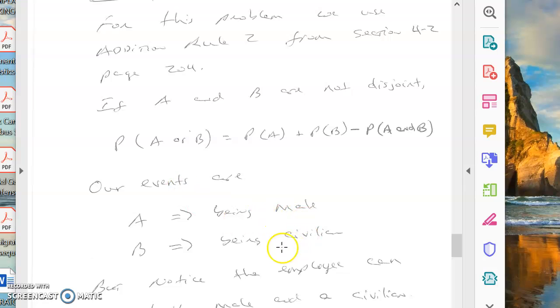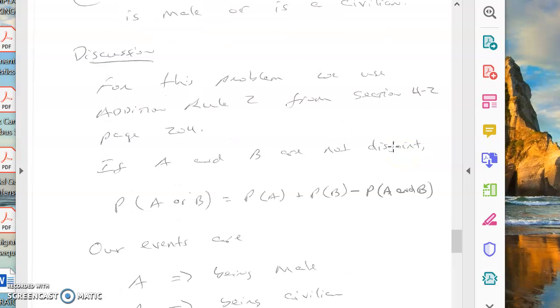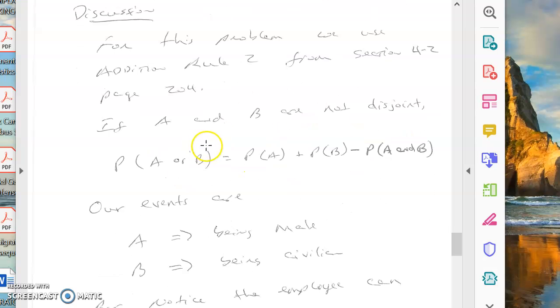A is being male, B is being civilian. So a male or a civilian. Well, probability of being a male, probability of being a civilian, but you have to subtract away all of those guys that are male and civilian at the same time. You don't want to count those people twice. So go back and review that rule. It explains there why that works. That's on page 204 approximately.